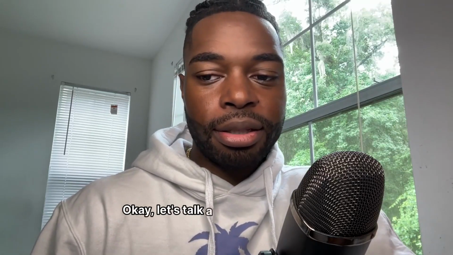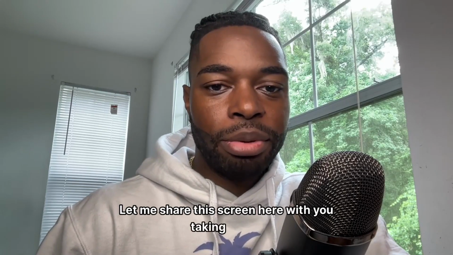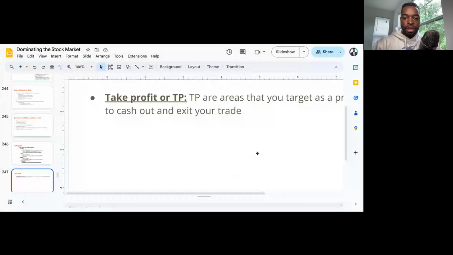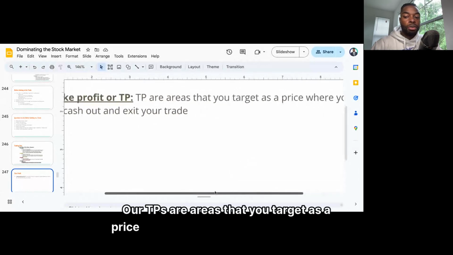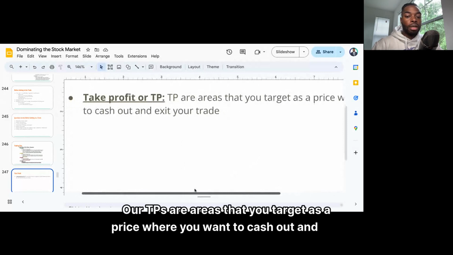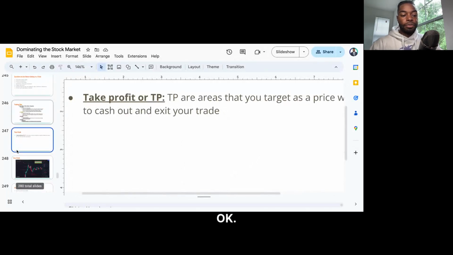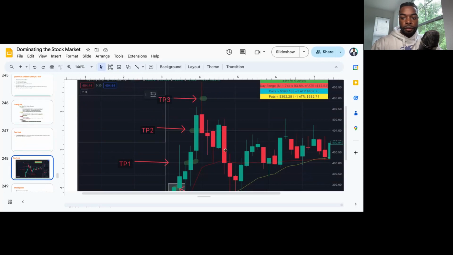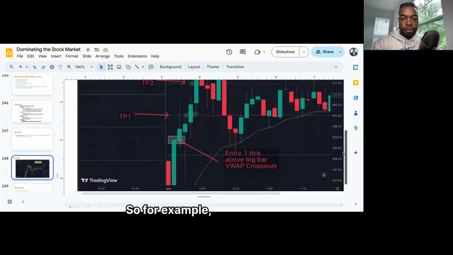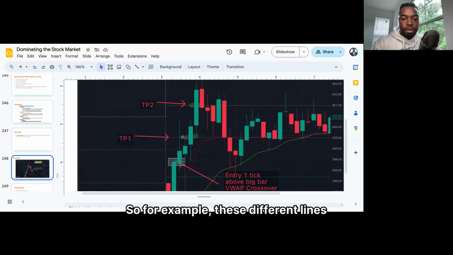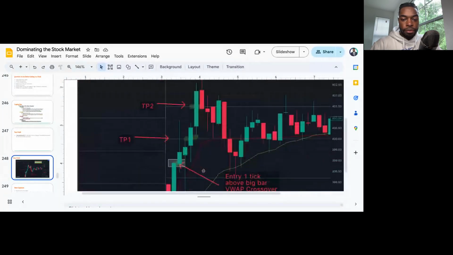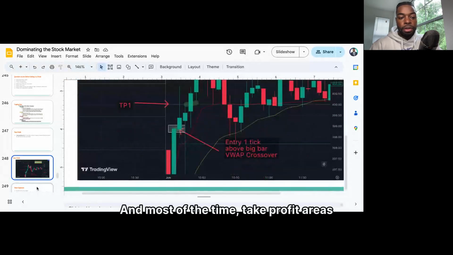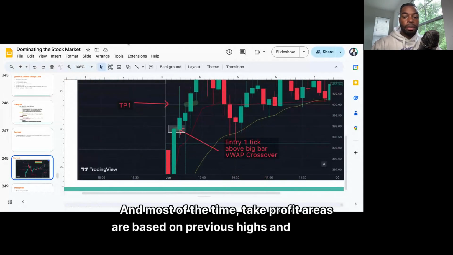Okay, so let's talk a little bit about taking profit. Let me share this screen here with you. Taking profit. All right, so take profit. Our TPs are areas that you target as a price where you want to cash out and exit your trade. So, for example, these different lines would be your take profit areas. And most of the time, take profit areas are based on previous highs and previous lows.